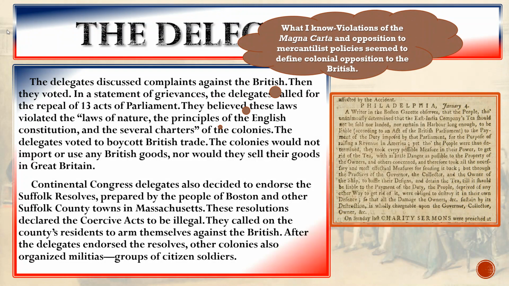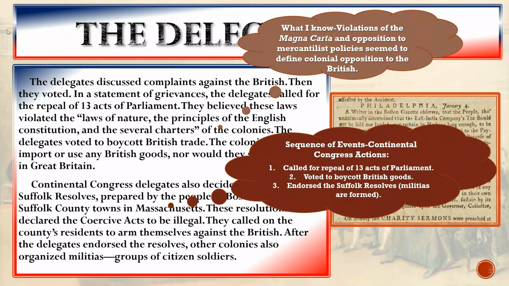What I know. Violations of the Magna Carta and opposition to mercantilist policies seem to define the colonial opposition to the British. You'll note that right off the bat. Direct connection here. So they saw these as violations of the Magna Carta. And again, going back to the Navigation Acts, going back a few units, these mercantilist policies were the two things that they are very much opposed to.